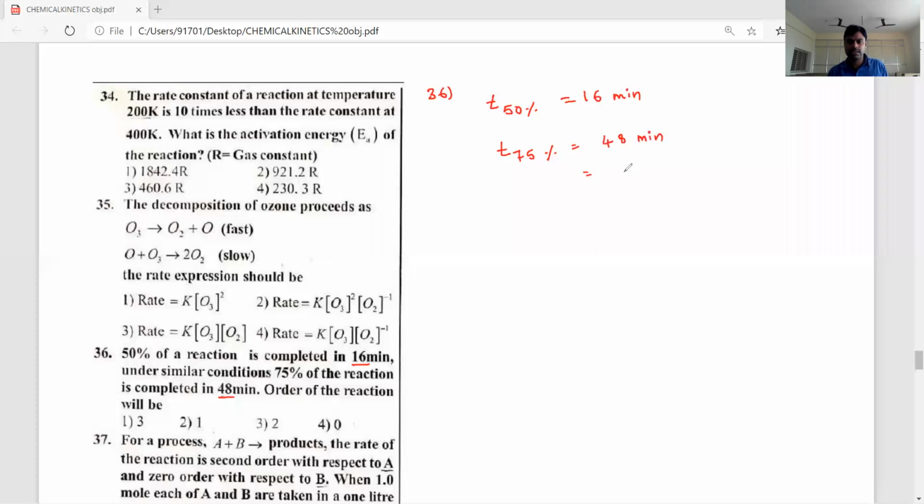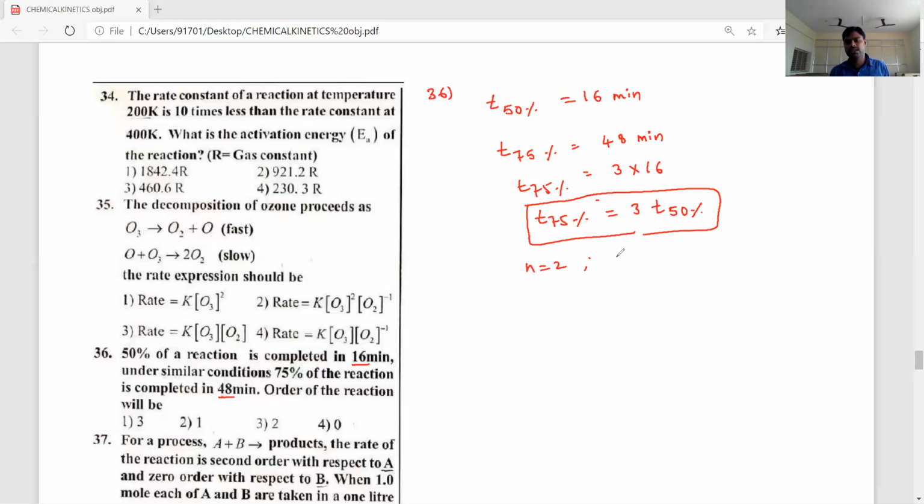48 is nothing but 3 into 16, means T 75% is equal to 3 into T half. It indicates that T 75% is equal to 3 times of the T half, means it indicates that order of the reaction is 2. So N is equal to 2, means second order reaction.